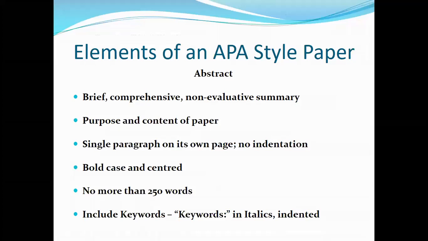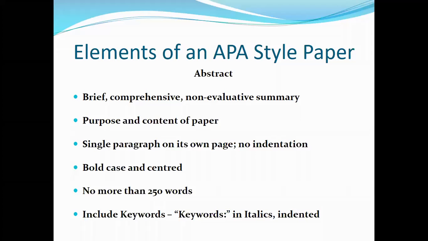All right, so now we're going to look at the abstract, which I said is a requirement of the professional paper, and APA allows for lecturers to ask you to submit an abstract, but it's not a requirement of the student paper. But I just wanted to touch on the abstract and what it is. So an abstract is basically a brief, comprehensive, non-evaluative summary of the paper. It's not an introduction. It actually summarizes the content of the entire paper.